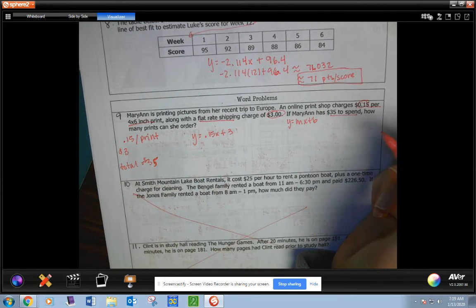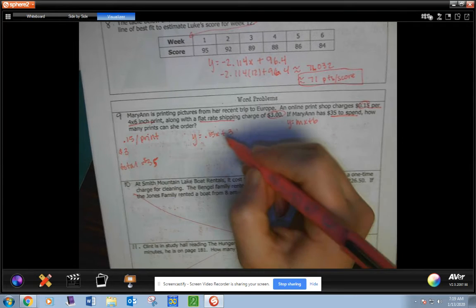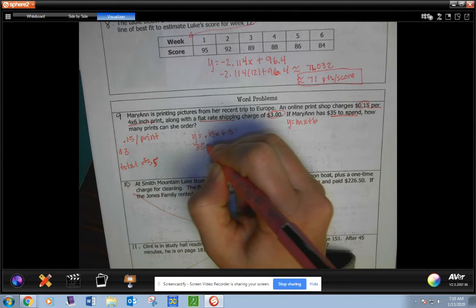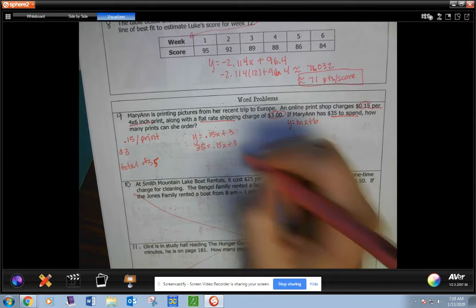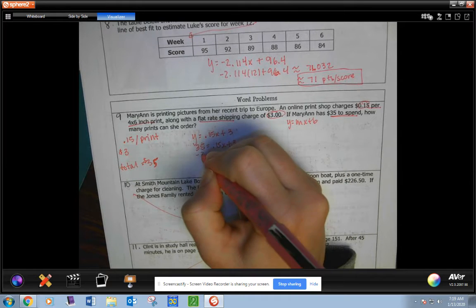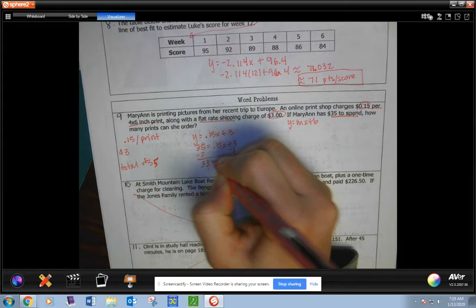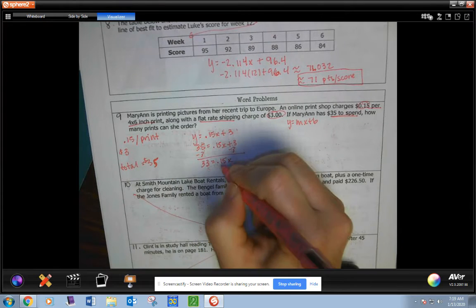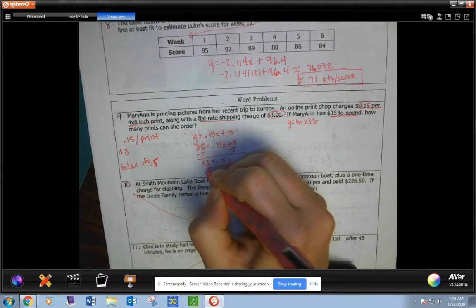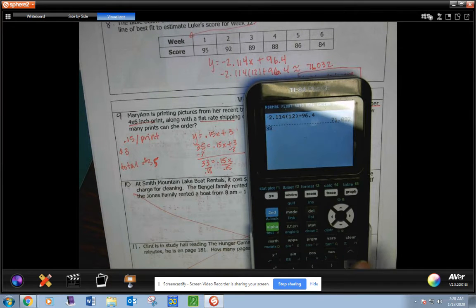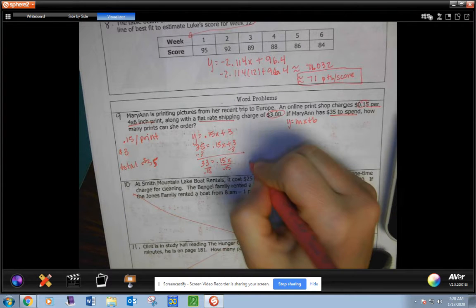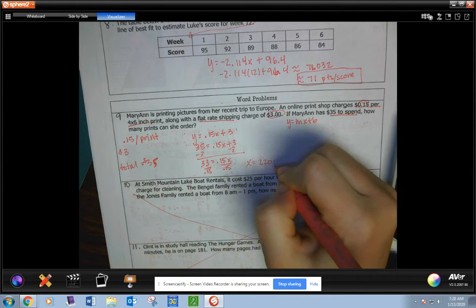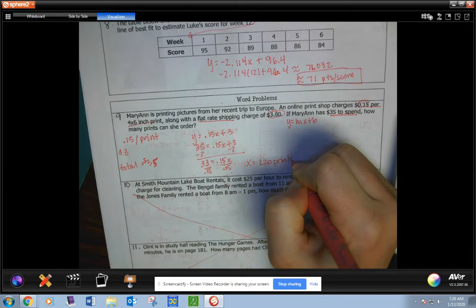And then I just plug in, if I have a total of 35 to spend, that's not x, so I put 35 in the y spot. And then I just solve for x because I want to see how many prints I can do. So I'm going to subtract 3. That gives me 33 equals 0.15x. I'm going to divide by 0.15. And that gives me 220 prints.